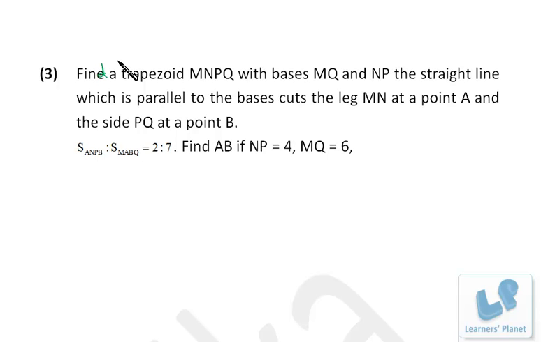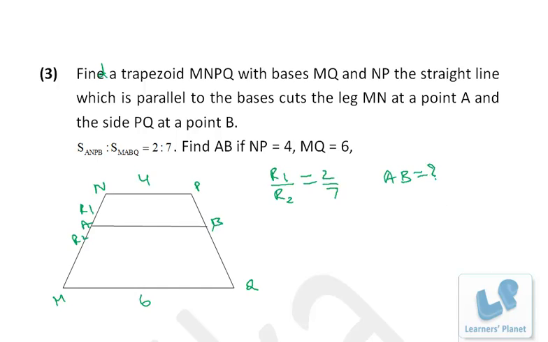I draw the diagram. Now this is the diagram for this trapezium. This length 4, this length 6. AB, it is not the midline, and it divides this trapezium into two parts having areas in the ratio 2:7. We have to find out the length of AB. Okay.